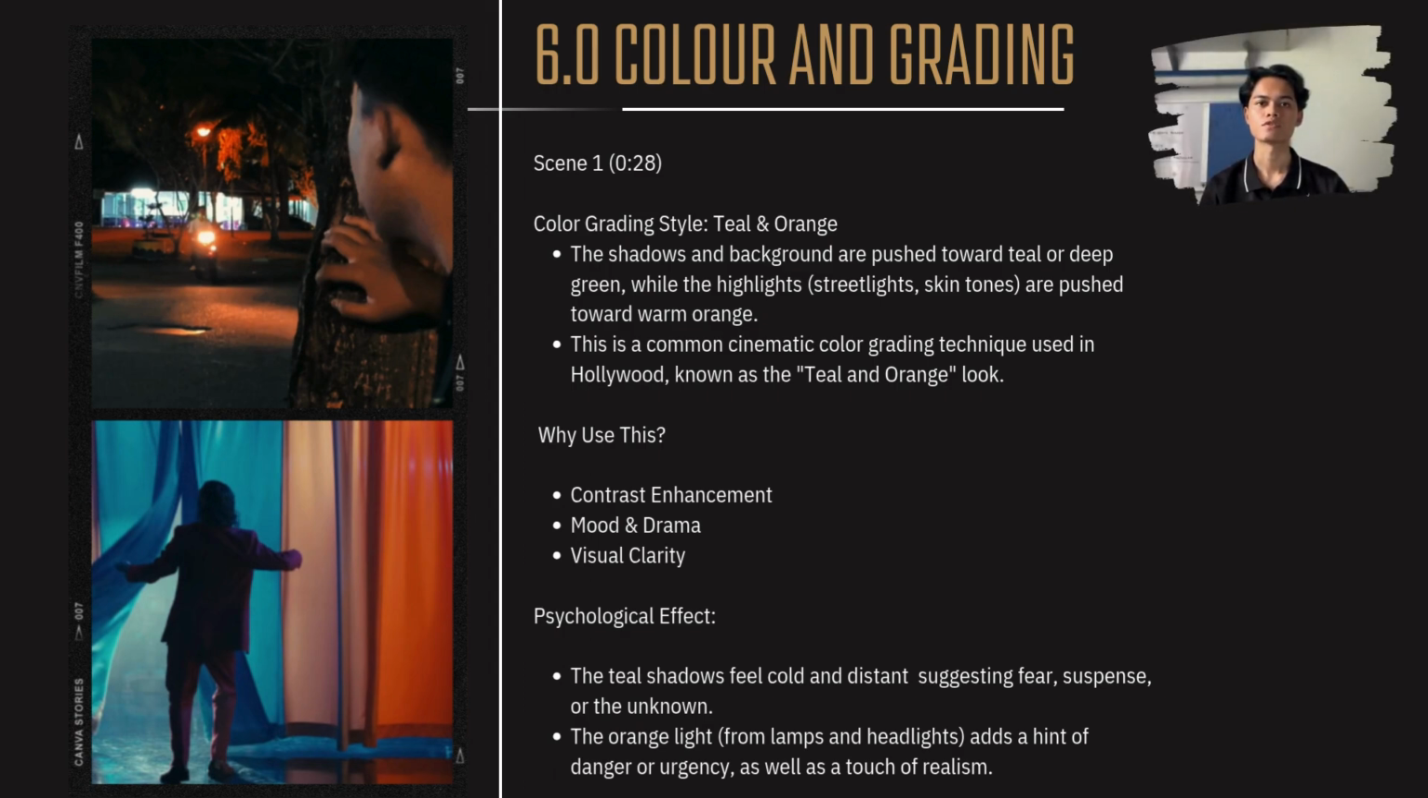Next, for scene 2, we use dark olive and warm skin tones. The shadows and background are pushed toward a deep olive green, while the highlights, especially on the face, retain a subtle warm undertone. This style mimics a moody, dramatic cinematic look found in psychological thrillers or dramas. The greenish olive shadows give the scene a gritty, unsettling tone, suggesting something curious or fishy.